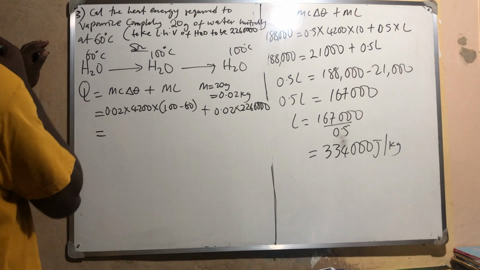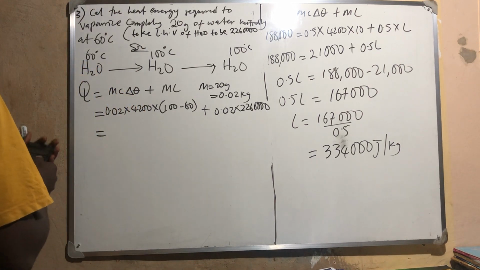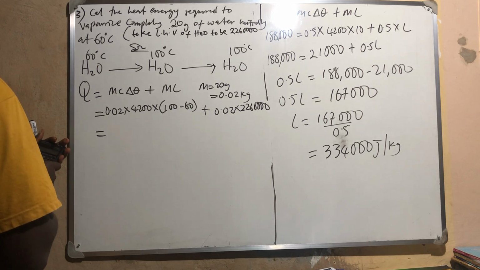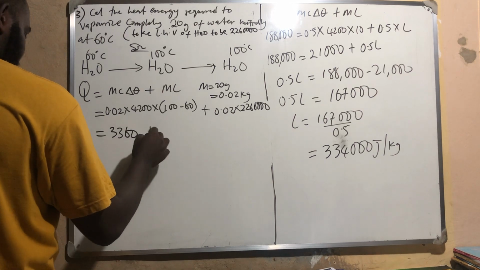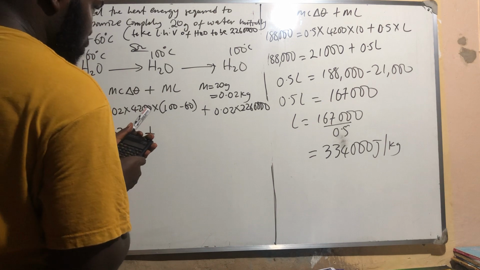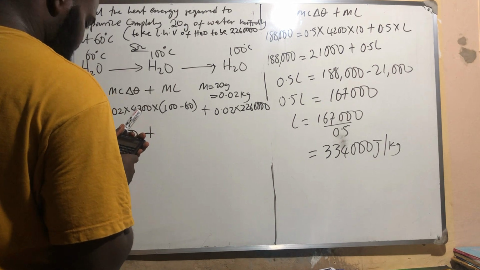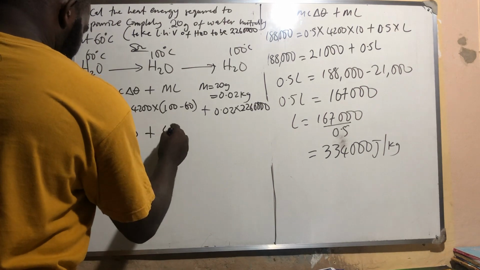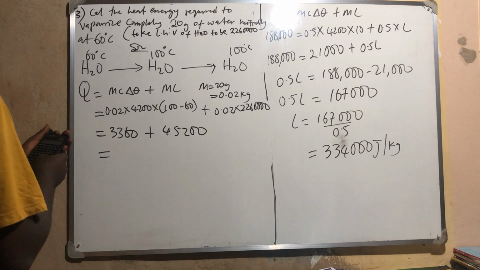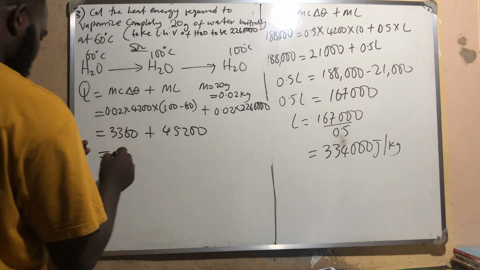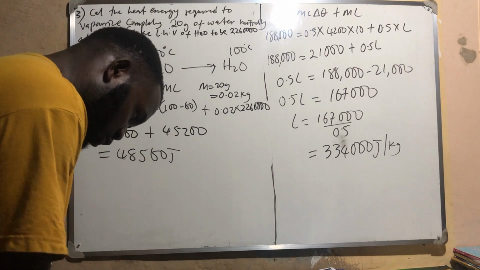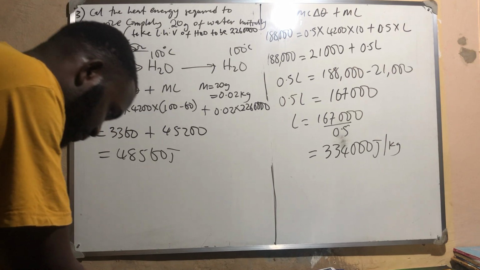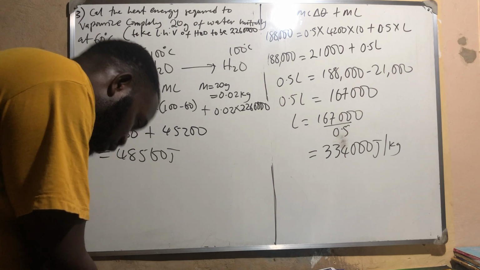So what do we have now? If you multiply everything here, 100 minus 60 will give you 40. So I have 40 times 0.02 times 4,200, so I have 3,360, plus, do the same thing here, 2,260,000 times 0.02. I have 45,200. So if you add 3,360, I'm going to have 48,560 joules. 48,560 joules. Okay, I hope I didn't make a mistake.